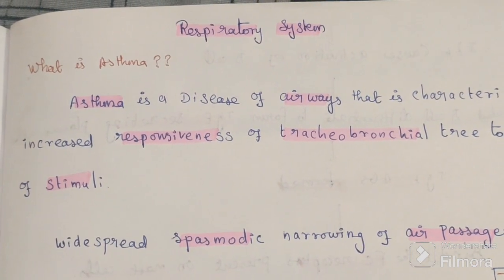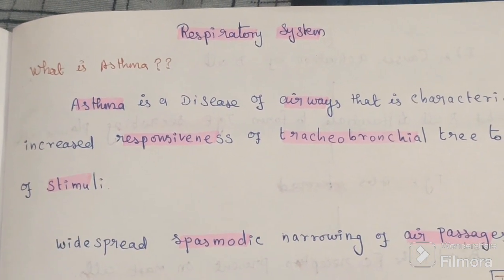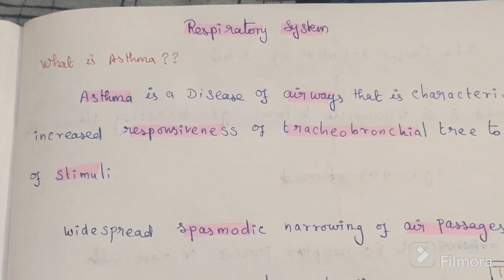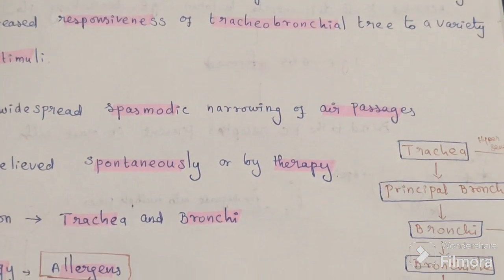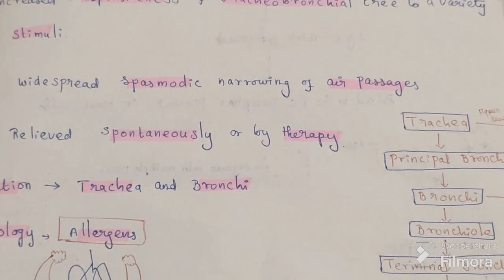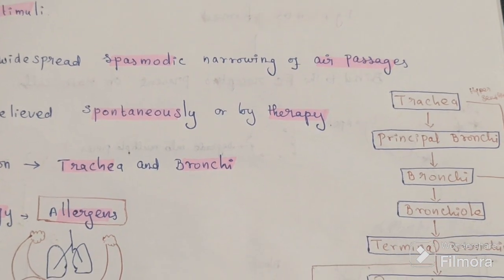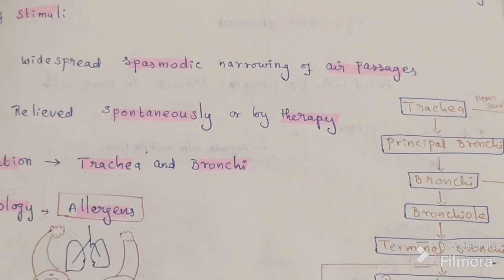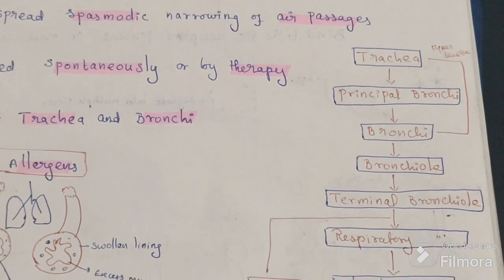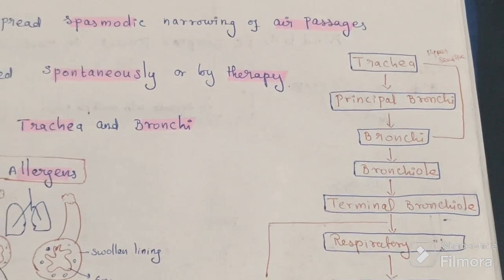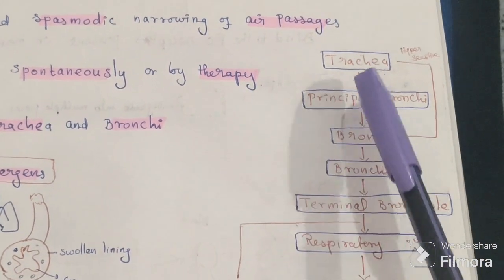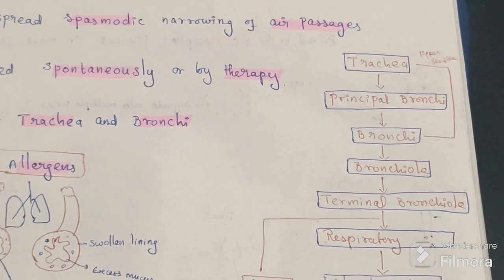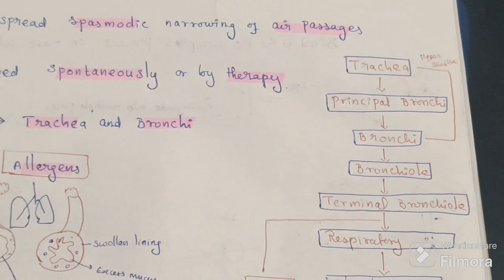Today's topic of discussion is the respiratory system: drugs for asthma. How does asthma occur? What is asthma? In the complete respiratory tract, we have the trachea and the bronchi, which divide into bronchioles. In asthma, the trachea and bronchi are hypersensitive.